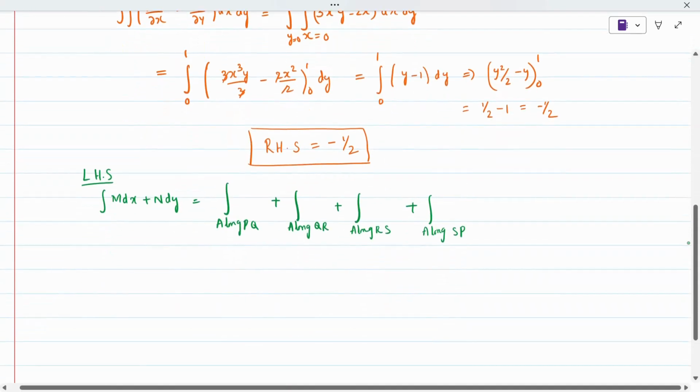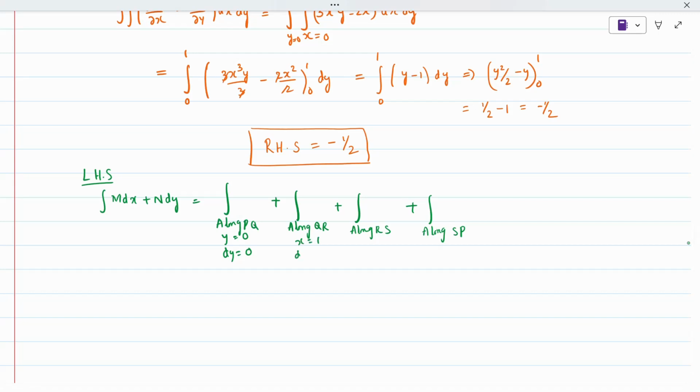Along PQ, it's nothing but y equal to 0. So dy equal to 0. Same way along QR, already I told x equal to 1. So dx equal to 0. Same way, along RS is nothing but y equal to 1. So dy equal to 0. Same way x equal to 0, dx equal to 0.